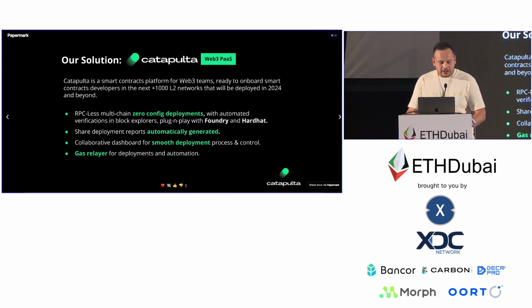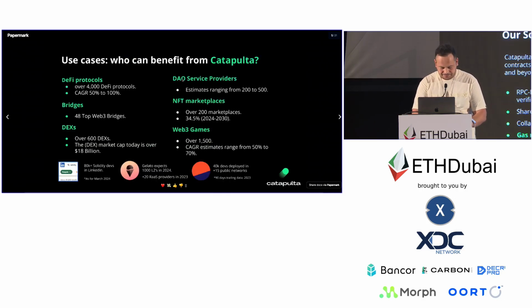Catapulta handles multi-chain deployments hassle-free with no need for RPC setups. Plus, it automatically verifies your contracts on block explorers, and it's easy to use because it's plug and play and already integrated with both Foundry and Hardhat.